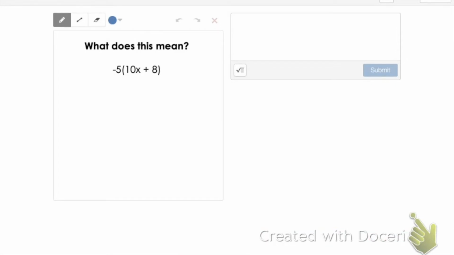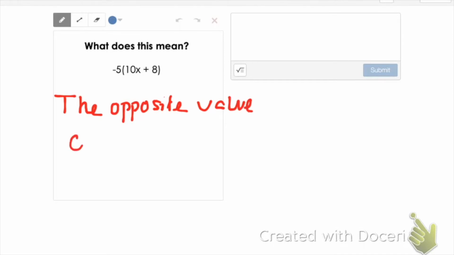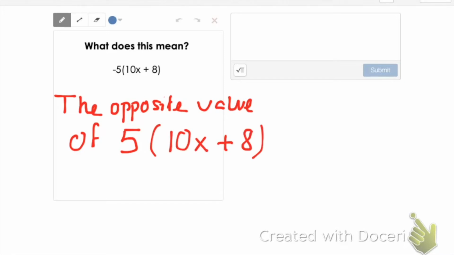So the next problem, the coefficient is not the positive number anymore. Right now we have negative 5 times 10x plus 8. So this means the opposite value of 5 times 10x plus 8. Okay, so if you find out the value of 5 times 10x plus 8, then you just put the opposite value and you get to the answer.